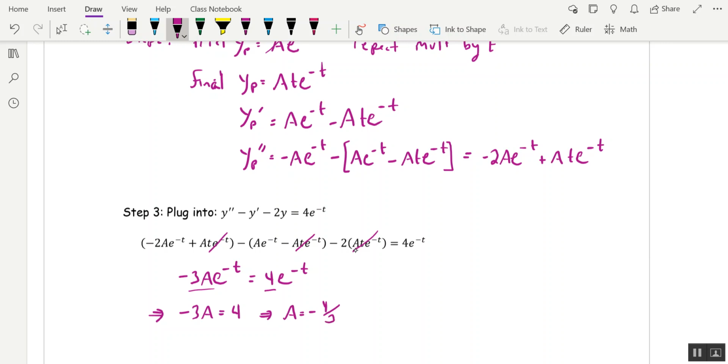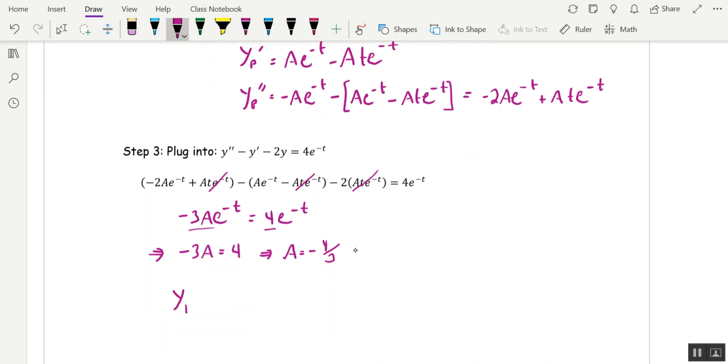Okay, so my yp, go back up and check, make sure you don't plug into the wrong function. Here's my yp, because remember I had to multiply by t. So my yp is negative 4/3 t e to the negative t. That's a particular solution. And my general solution, I just take yp and add it to yc.